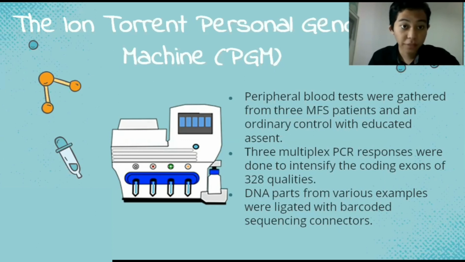DNA fragments from various samples were ligated with barcode sequencing adapters. Template preparation, emulsion PCR, and enrichment of ion sphere particles were done using an Ion OneTouch system. The ion sphere particles were sequenced on a 318 chip using the PGM platform. Data from the PGM runs were processed using Ion Torrent 3.2 software to produce reads for alignment. After sequencing, alignment, and extraction of SNPs and indels, all the variants were filtered against dbSNP137. DNA sequences were visualized with an Integrative Genomics Viewer.